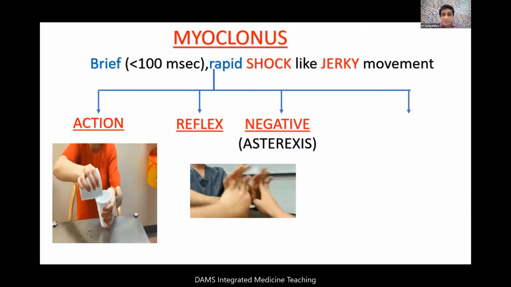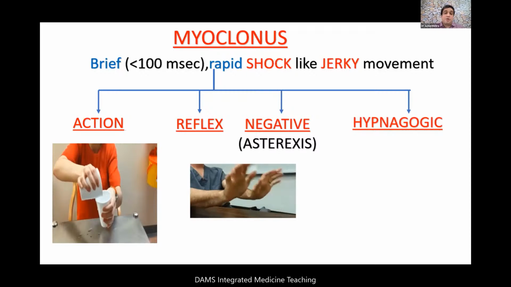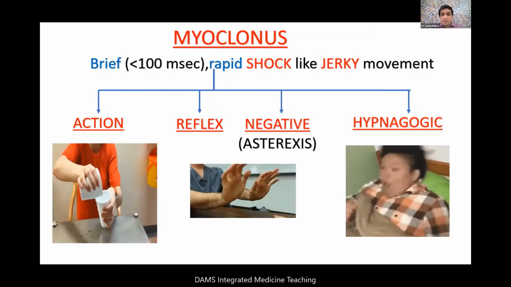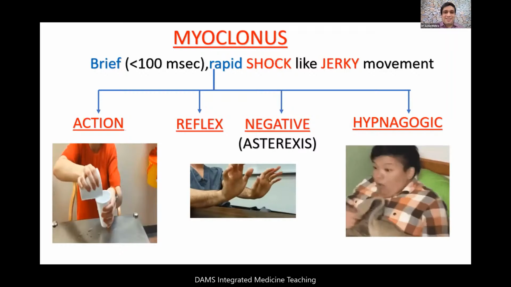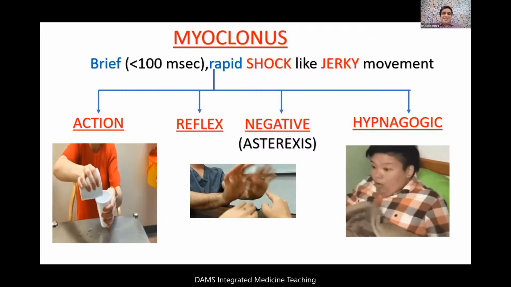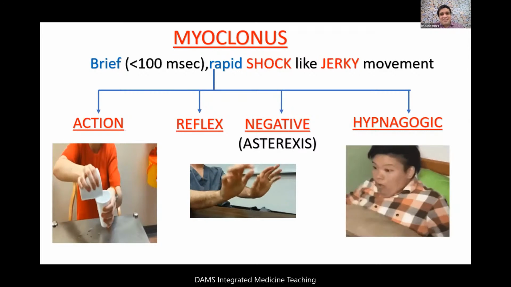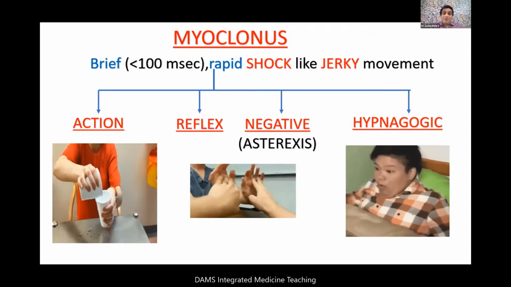And one thing that I'm very sure you must have felt is a hypnagogic myoclonus. Whenever you are going to sleep and you see a dream like this, you suddenly wake up like this. So that is seen at the sleep onset, very often, the hypnagogic myoclonus.